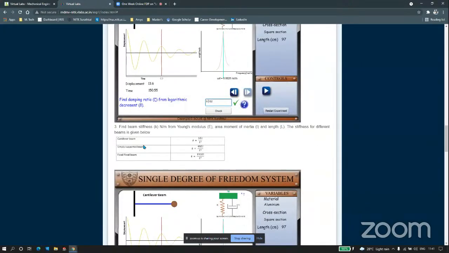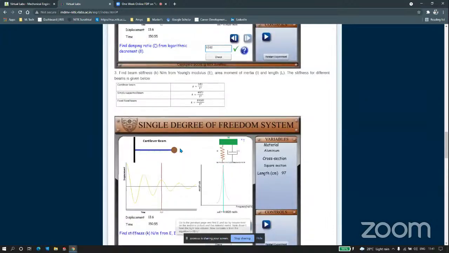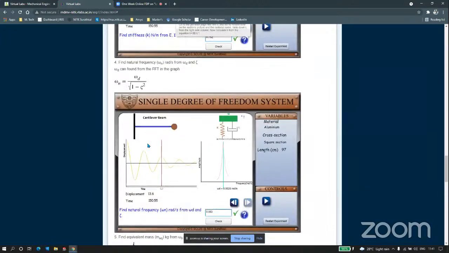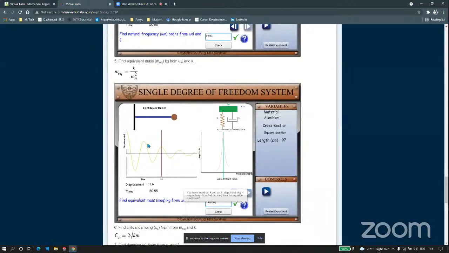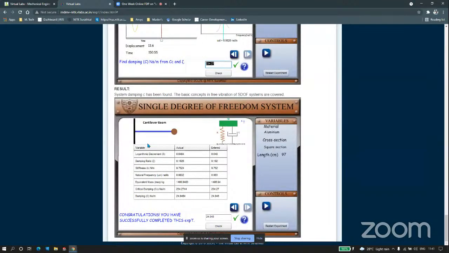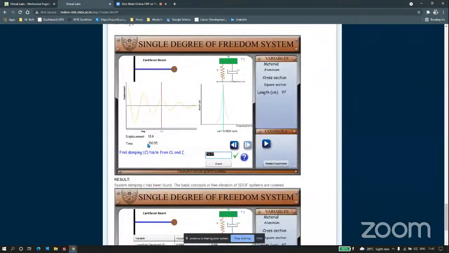So here you will get beam stiffness, how to find the formulas to find the beam stiffness, and then the natural frequency formula, then equivalent mass, then critical damping, and finally we'll get a result.